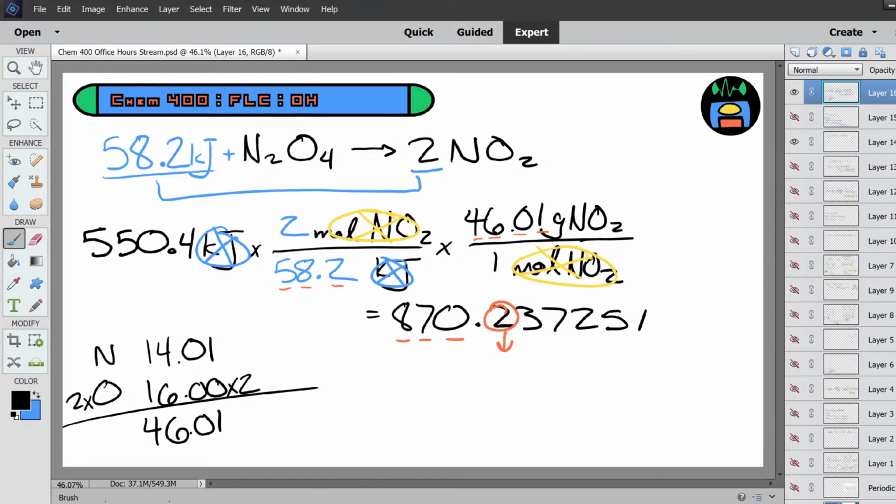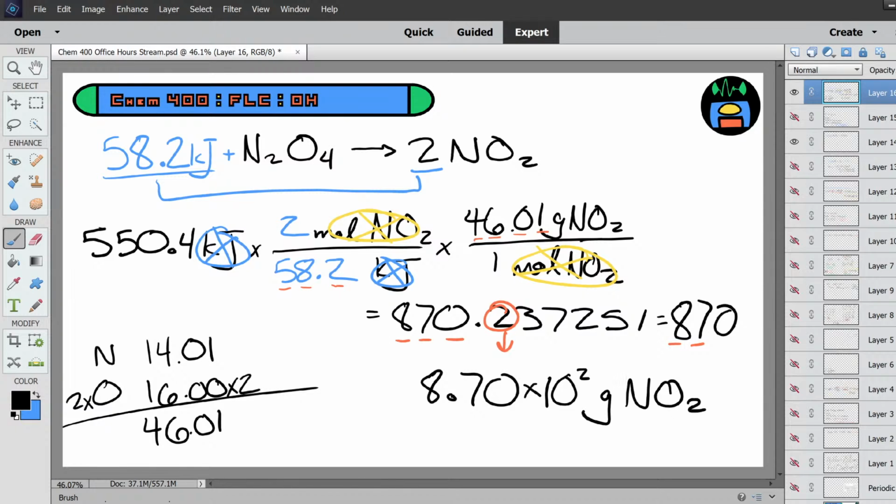The problem with 870 is it only has 2 sig figs, so we're going to have to resort to scientific notation. 8.70 times 10 squared grams of NO2 will be our final answer with the correct number of sig figs.